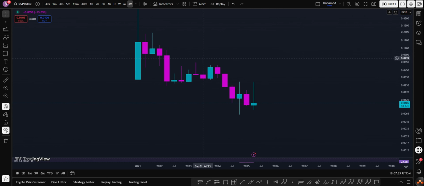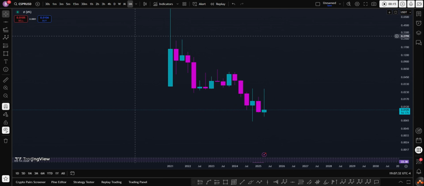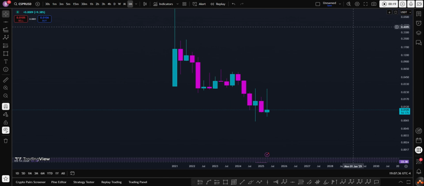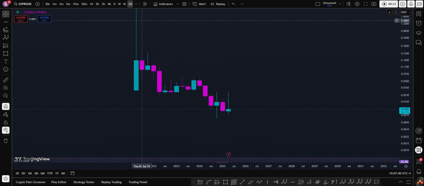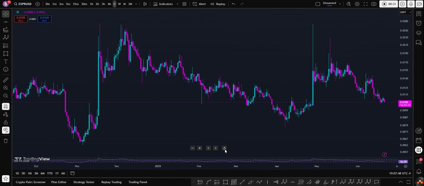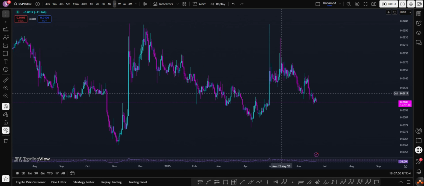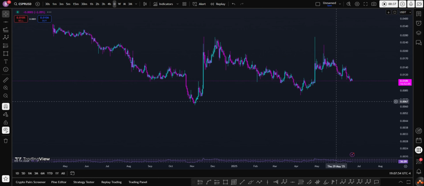CSPR is the ticker that we have been analyzing for the past 2 months. So I want to do a quick analysis, less than 5 minutes, so that we see where we have reached and what to expect next. So I'll just go to the daily time frame as opposed to starting from the monthly like I normally do.